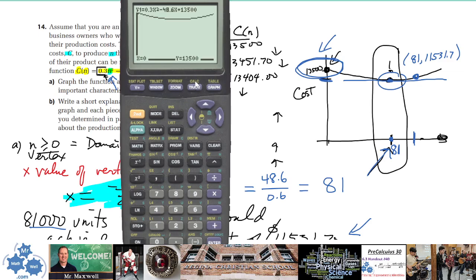Second function trace is the calculate menu. Second function trace right here. Now, I think if you just type in 0, nope, that doesn't work. It has to be on the graph. You have to do the second function calculate.